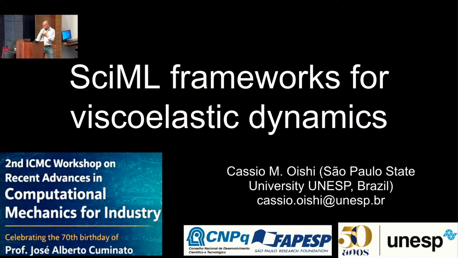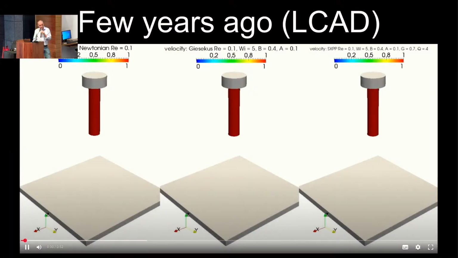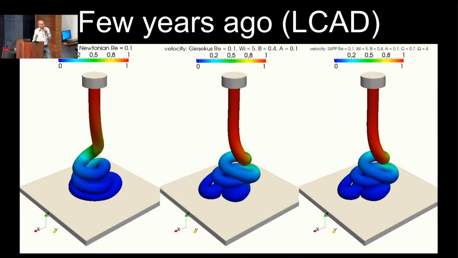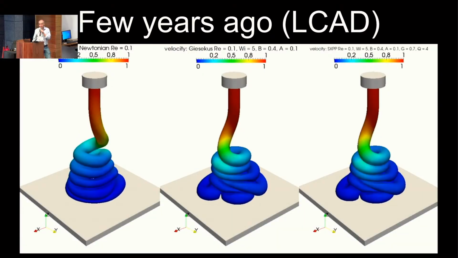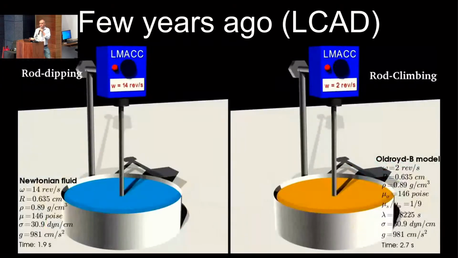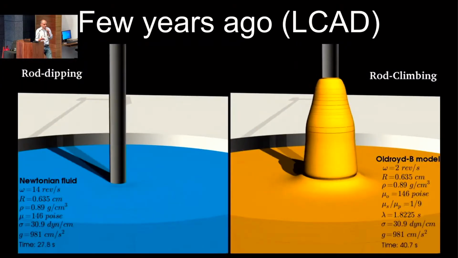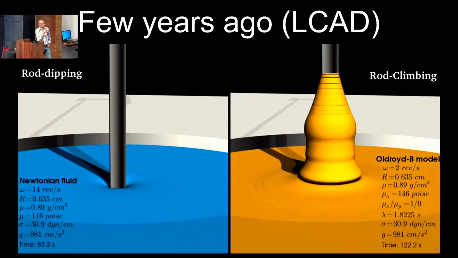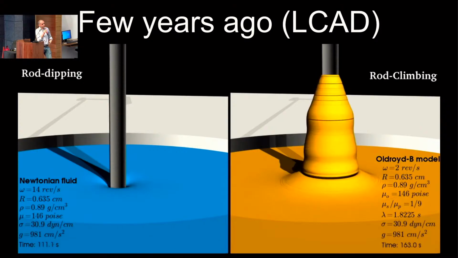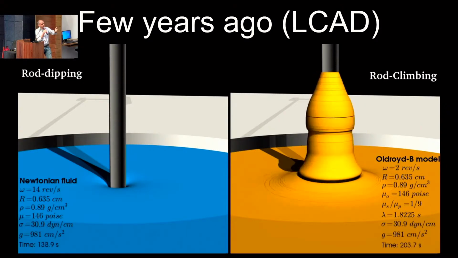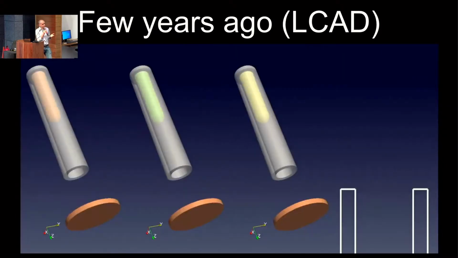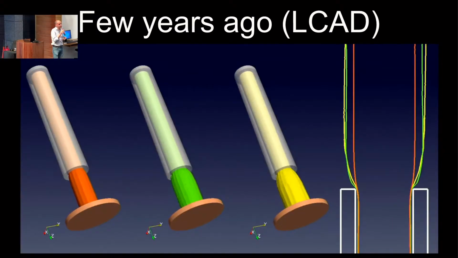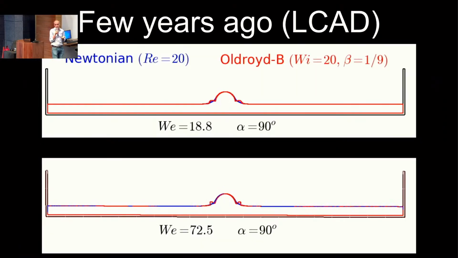Then let's see. The first, just to remember, some years ago I was here, and we developed some in-house codes to solve complex problems at that time, like jet buckling, and this is the rod climbing, rod dipping. We investigated different types of viscoelastic models, and also we improved some mathematical models and numerical strategies to deal with moving interface problems like free surface flows.